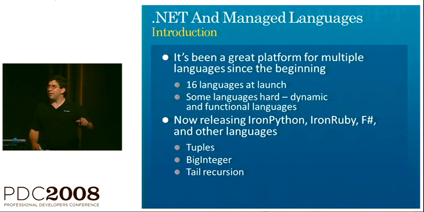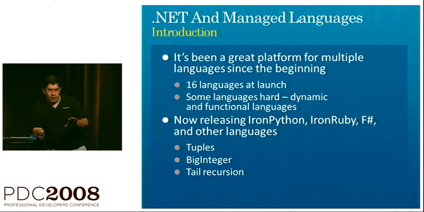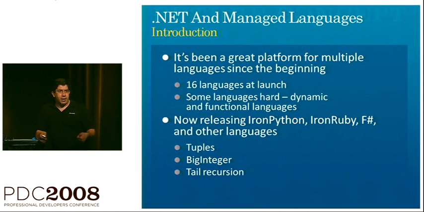So now, how many of you saw Jim Huguenin's talk on the DLR? Okay, good. So some of you actually have been attending talks. That's good. So you know we're releasing Iron Python, we're releasing Iron Ruby, we're also releasing this new functional language, F#. We've done a bunch of things in the CLR to make sure those things work really well with each other and with other languages.